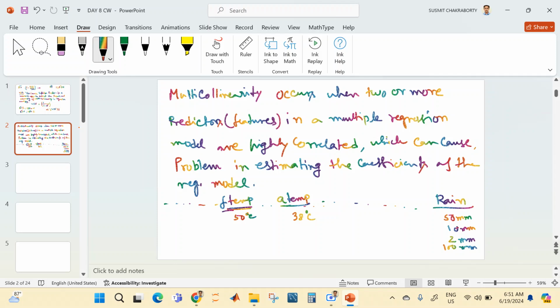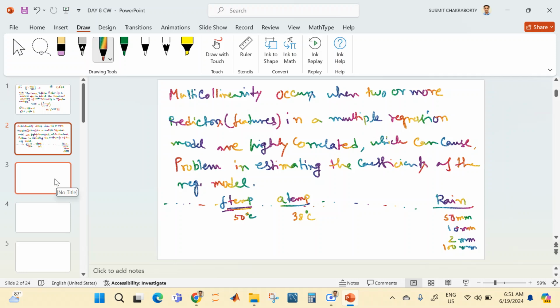So what will be the problem? Think over it. Suppose we are predicting the rain amount using F temp and A temp. Basically these two are the same thing, not the same value but the same notion. Remember, in machine learning, values don't matter. The notion is important. Notion means the gradient of the line.